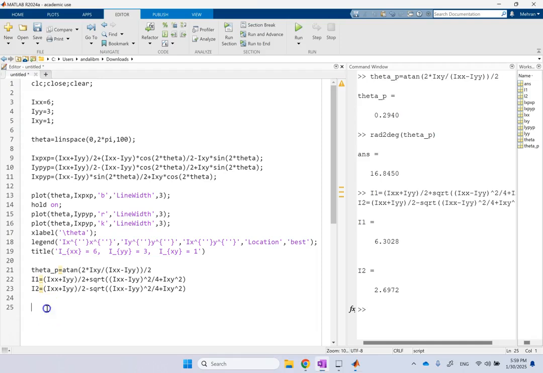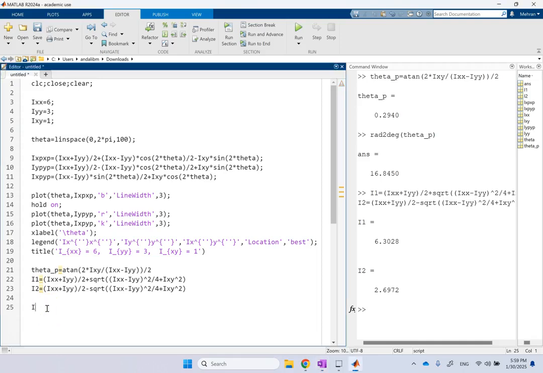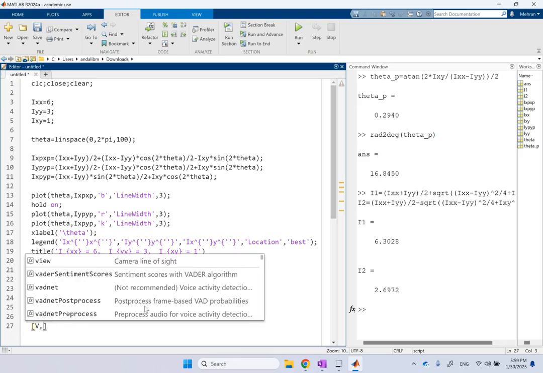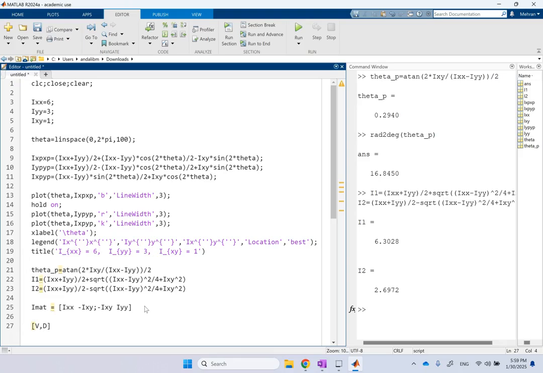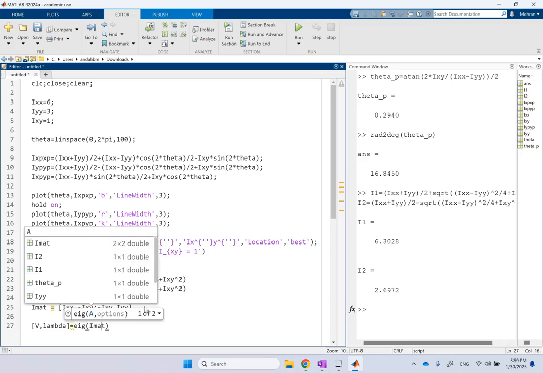Now we are going to do a different thing. Here we form the I matrix. The I matrix is Ixx, negative Ixy, negative Ixy, and Iyy. You form this matrix, and then you use the command eig. You say V and D, or lambda if you want to call it, V and lambda equals eig of the I matrix.